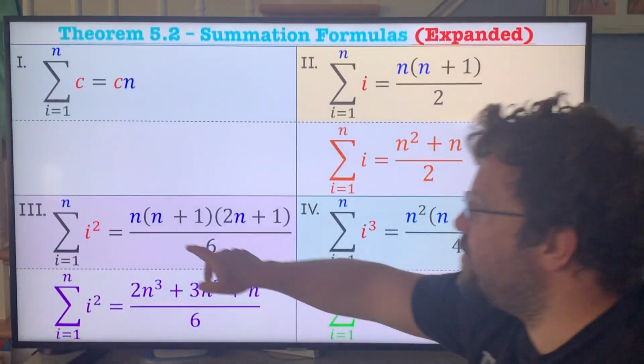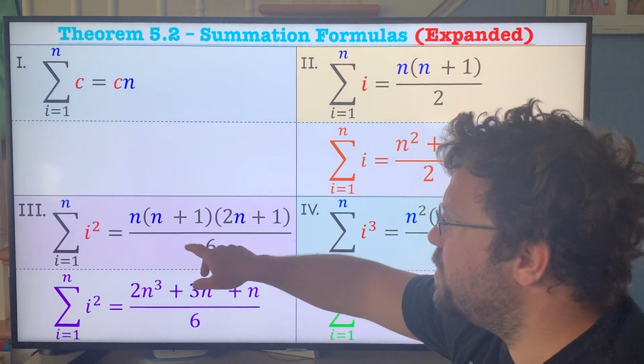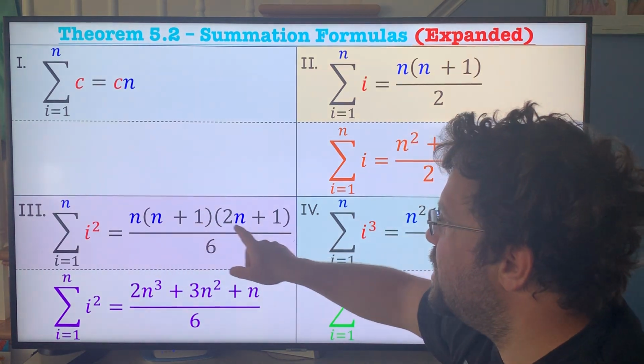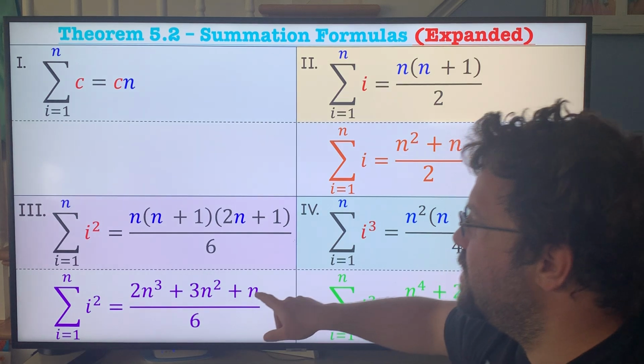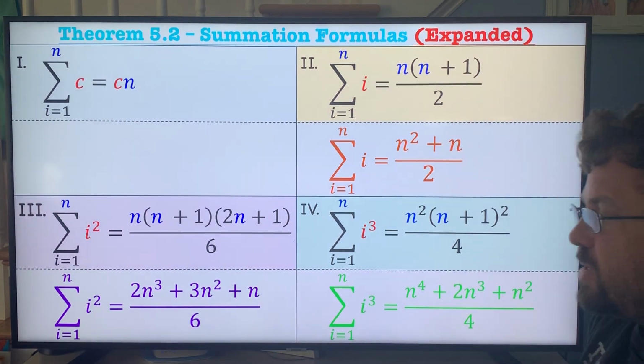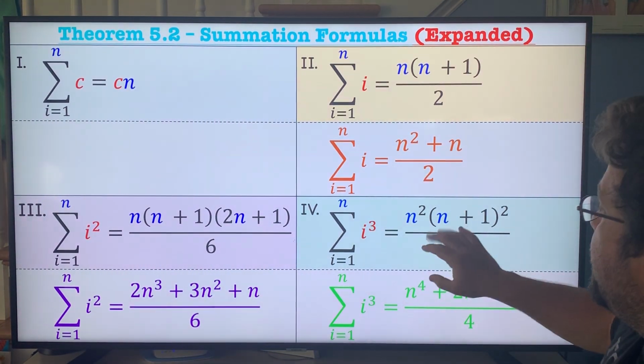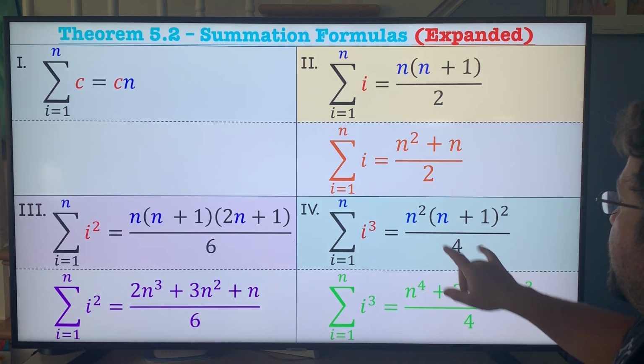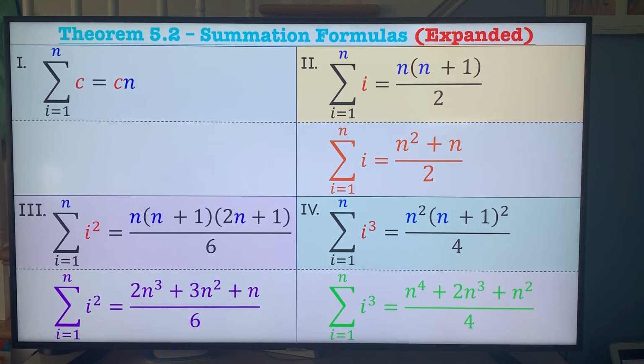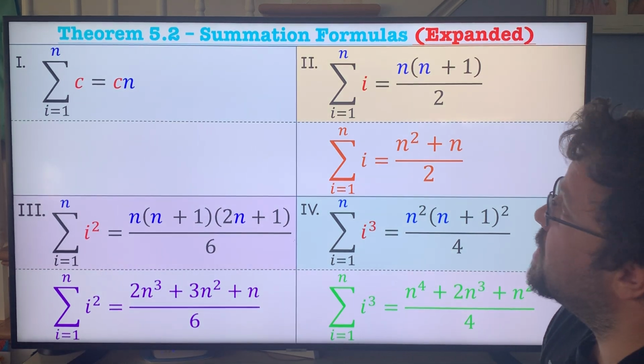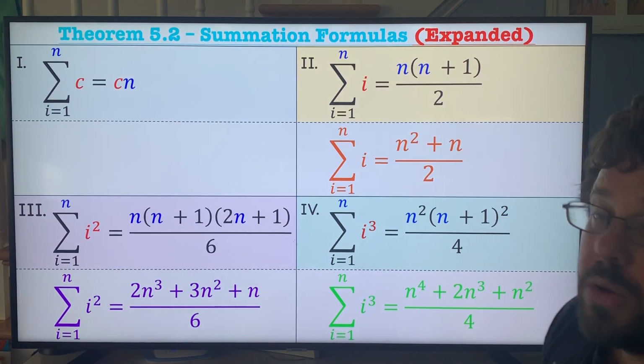For the next one, what you do is pretty much like a double FOIL. You've got n squared plus n times 2n plus 1, which gives you 2n cubed plus 3n squared plus n over 6. And then here, you're going to FOIL that and distribute the n squared in, and you get the sum of i cubed: n to the fourth plus 2n cubed plus n squared, all divided by 4. Those are the four basic summation formulas that we'll be using.